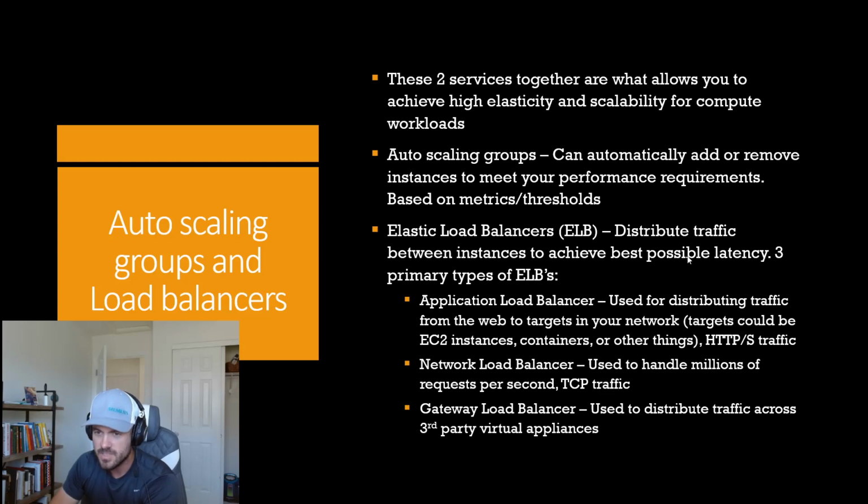So at layer 7 of the OSI model, right? Network load balancers work at the network level, so layer 4 of the OSI model. And it's used to handle millions of requests per second using TCP and UDP traffic. So if you ever get a question talking about very high performance with the ability to handle millions of requests per second, start thinking of a network load balancer. Right? And then a gateway load balancer is used to distribute traffic across third-party virtual appliances. It's not as commonly used. You definitely want to be more familiar with app and network load balancers, okay?